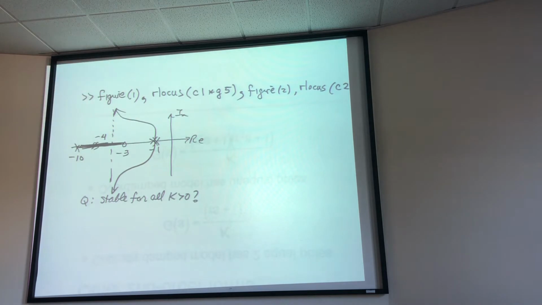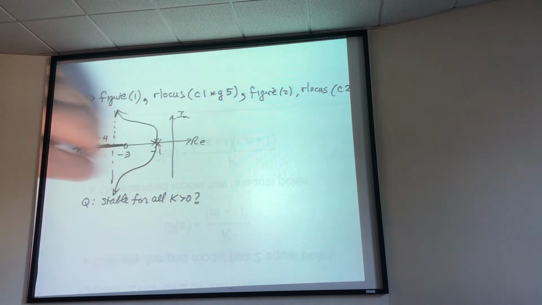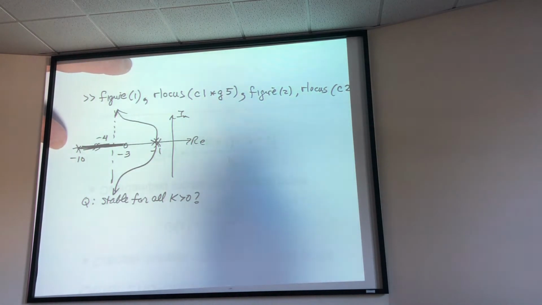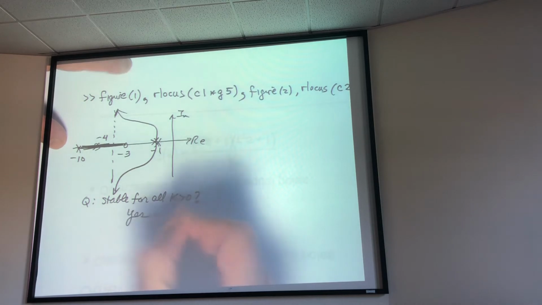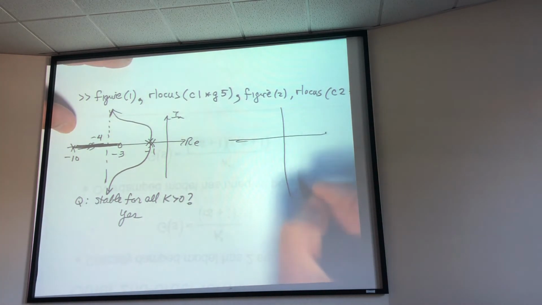Will this control system be stable as I increase the gain? How do we answer that? We have to answer that by looking at where the loci are. Do the loci ever go into the right half plane? They never do. So is it stable for all k? The answer is yes. Now in the other figure window, we get a picture that looks like this.